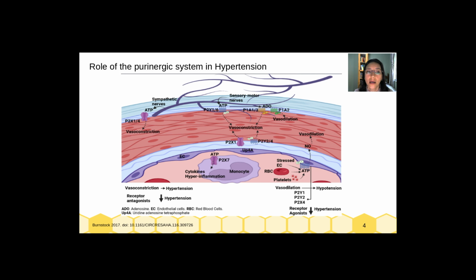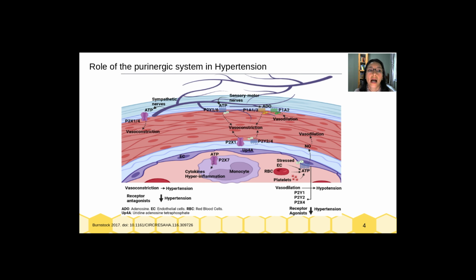But on the other hand, some P2Y and P1 receptors associated to G protein are expressed in the smooth muscle and activated with ATP or adenosine, inducing vasoconstriction. For example, ATP released from sensory motor nerves in interaction with P2Y1 or 6. Moreover, this ATP is transformed in adenosine, which activates the receptors P1 A1 or 3, leading to vasoconstriction too.